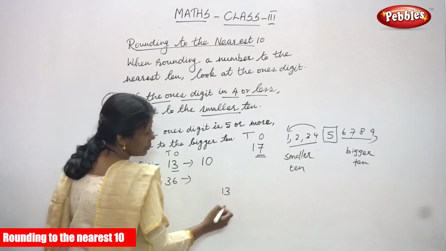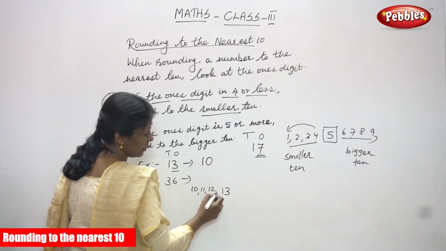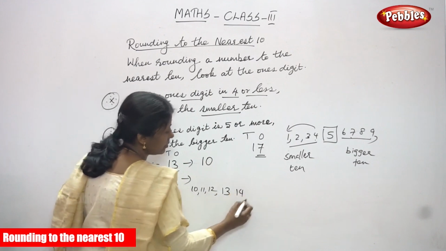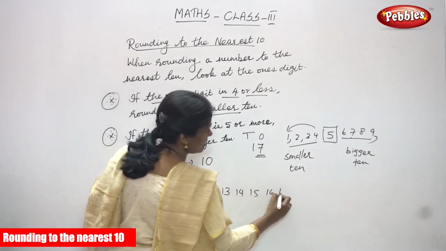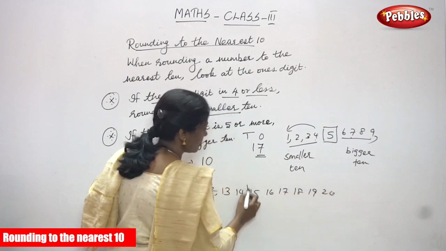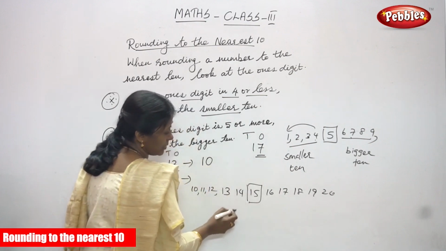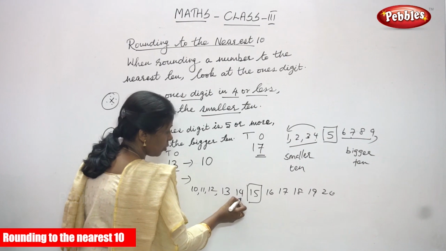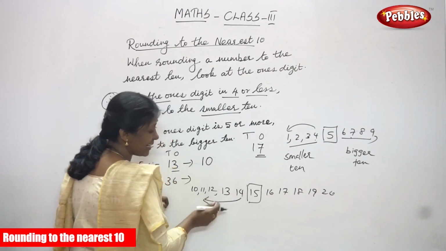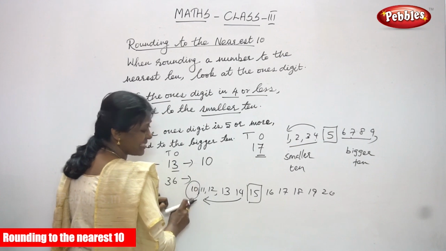Because 13, so what is the number? 10, 11, 12, right? And 13, 14 and 15, 16, 17, 18, 19 and 20. 15 is the middle number. So only the ones digit we have to consider. This is 3. So 4 or less than 4. That means you have to round to the nearest digit, which means 10.